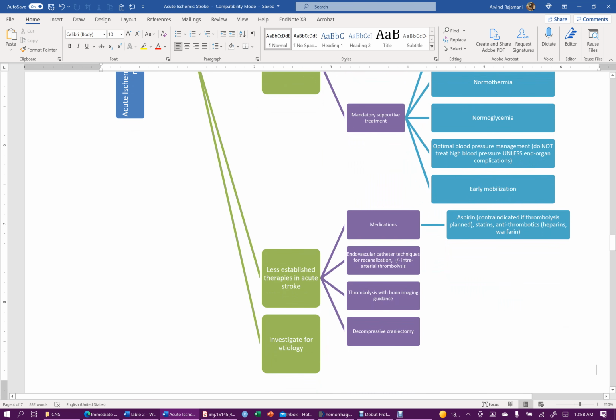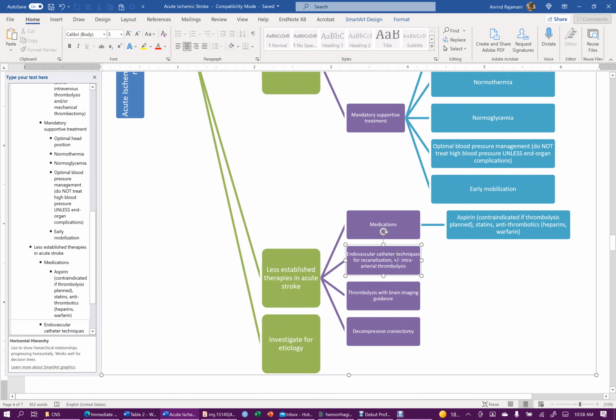Then the other thing here I should put under the mandatory supportive treatments. Endovascular catheter treatment for stroke. This presentation was done several years ago. Now I think endovascular catheter techniques are actually the default.